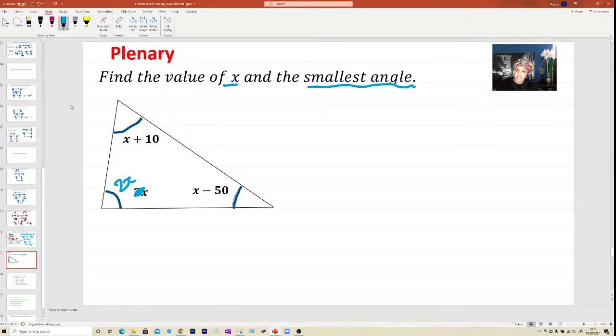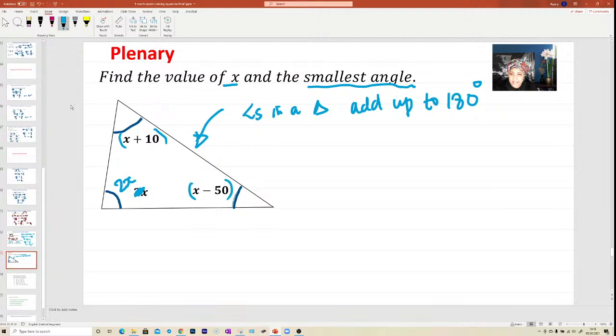Right, okay, I'm going to go over this question with you guys. So we have a triangle here, and angles in a triangle, okay, I'm going to write in short, add up to 180 degrees, okay? So if we add all these angles, we have to get 180 degrees.